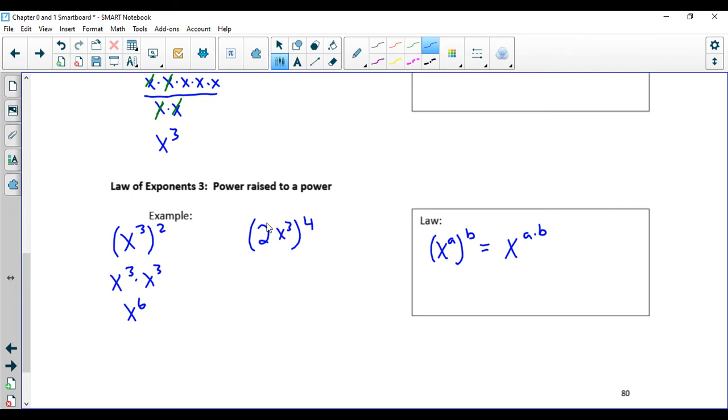Now remember, if you don't see an exponent, this is really a 1. So what that means is I now have to multiply the exponent of 1 times 4. So I'd end up with the same base of 2, but 1 times 4 is 4. So 2 to the 4th times my same base of x. 3 times 4 is 12. And then 2 to the 4th is 2 times 2, which is 4, times 2 is 8, times 2 is 16. So I end up with 16 x to the 12th for this problem.